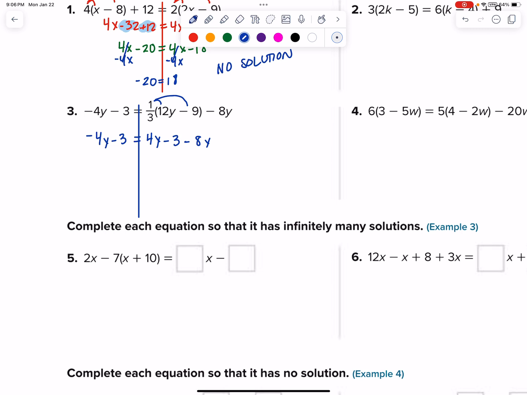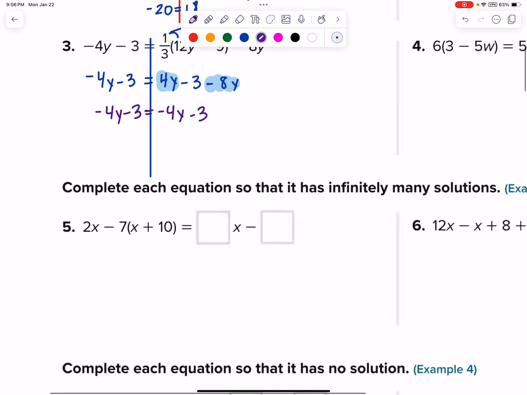All right, so let's go ahead and continue. We need to combine like terms. So we have a 4y and a negative 8y. And of course, you could do that math work on your Desmos calculator as well. And so we're left with negative 4y minus 3 equals negative 4y minus 3. When we have the exact same expression on both sides, we know that we're going to end up with one number equaling the same number.